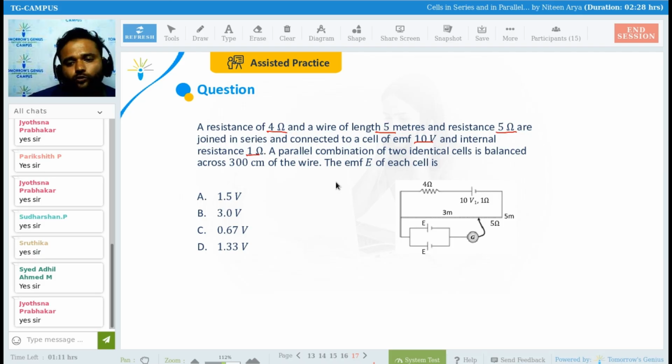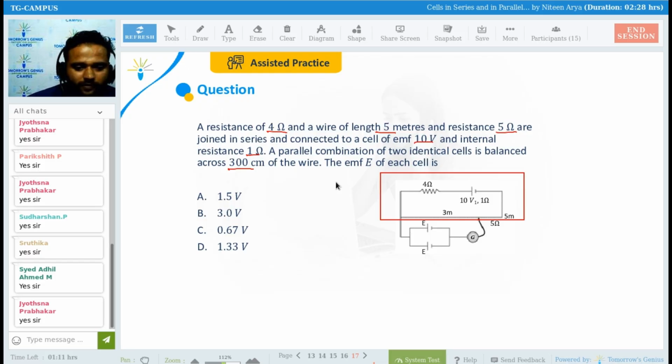A parallel combination of two identical cells. This is the story till now. Now we add two parallel EMF. A parallel combination of two identical cells. Identical cell means same EMF, same internal resistance, is balanced across 300 centimeter. What is the meaning of this? Across 300 centimeter. That might be the wrong one.